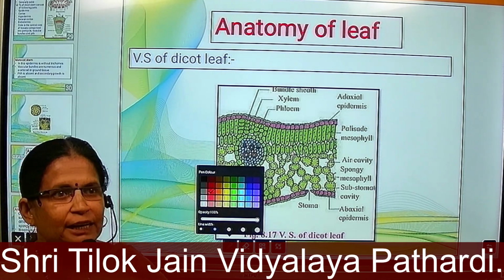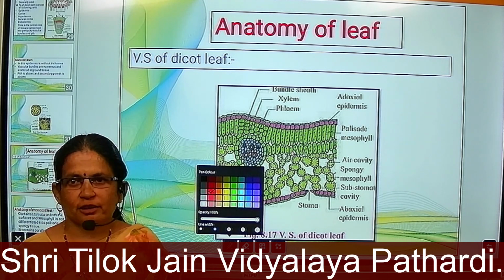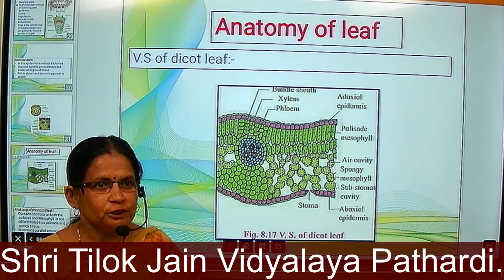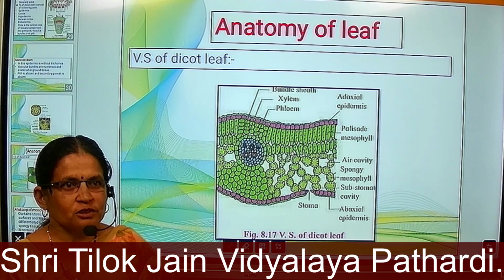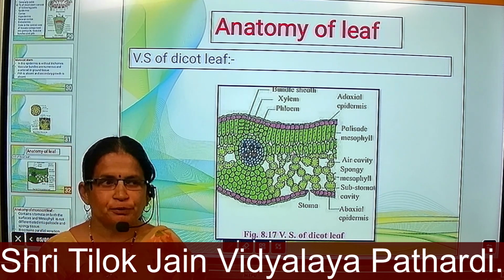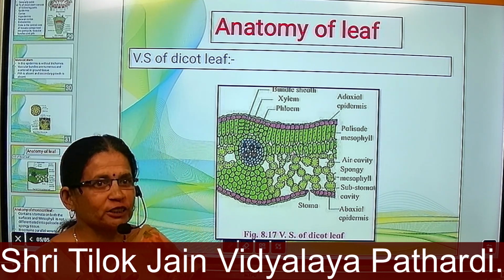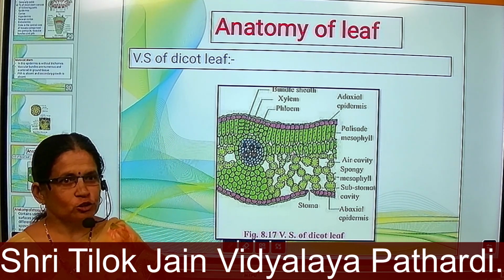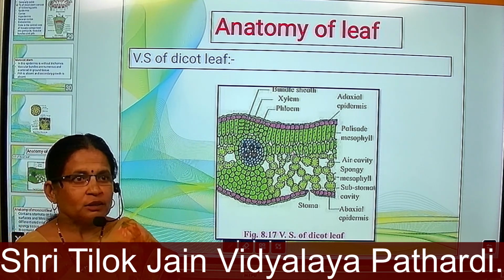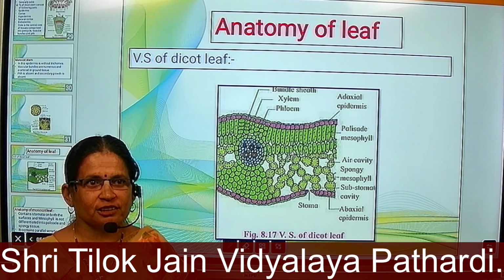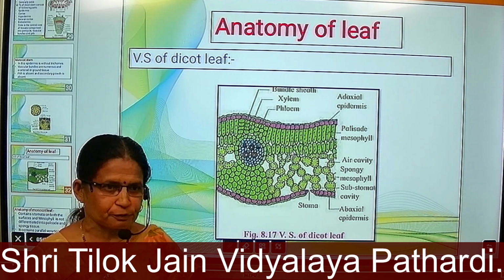In the dicotyledonous plant, the leaf shows a dorsiventral leaf. Now, what is meant by dorsiventral leaf? The dorsiventral leaf means the mesophyll tissue is differentiated into palisade and spongy parenchyma. So it is called a dorsiventral leaf. The leaves are commonly horizontal in orientation with distinct upper and lower surfaces.